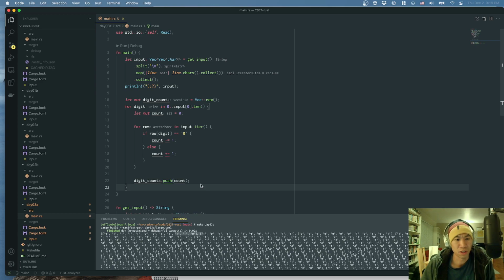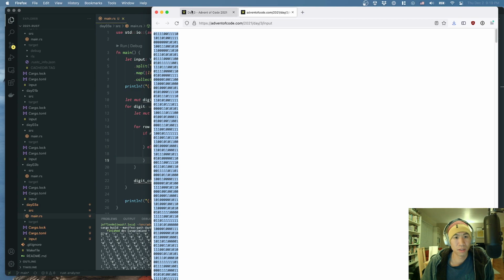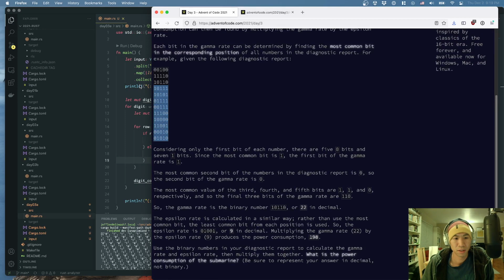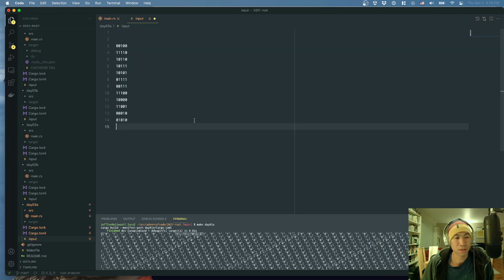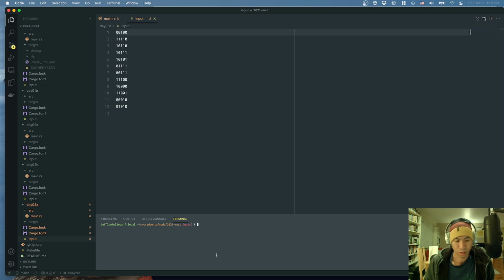So we should have all of our counts now. To determine that we've done this correctly, let's try running this on the sample input. So let's run digit counts here. Let's whip out the sample input from here, go ahead and replace our actual input, and let's run it.